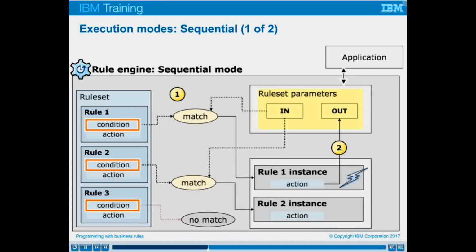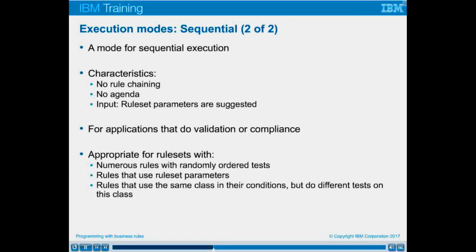If the action modified an object value in some way, the rules that fire after this update will take that modification into account, but rules that were already fired are not reevaluated for new matches. Because of its sequential or systematic nature, this type of execution mode is good for validation or compliance applications. Because the rules are executed in sequential order, there's no rule chaining and no need for an agenda. Sequential works best with rule set parameters as input.